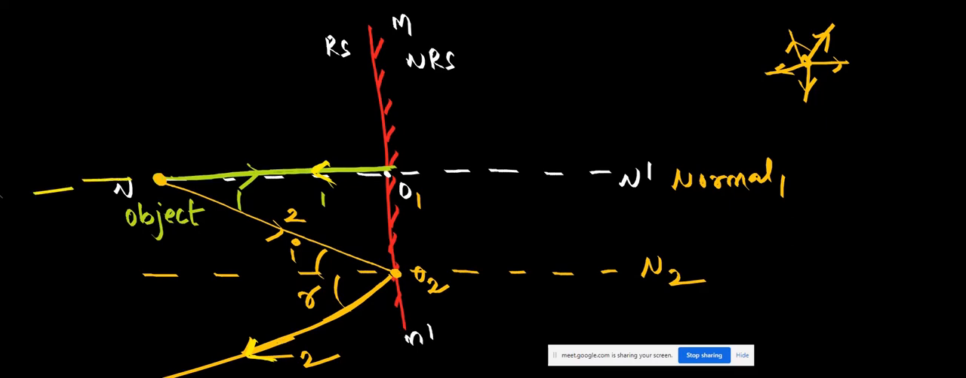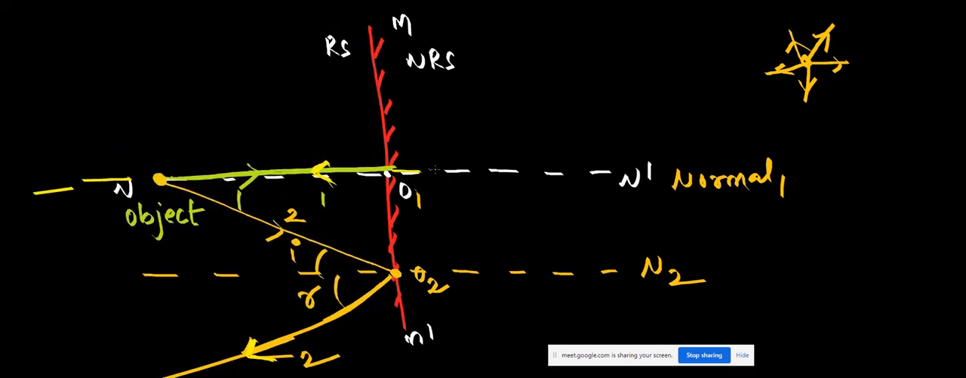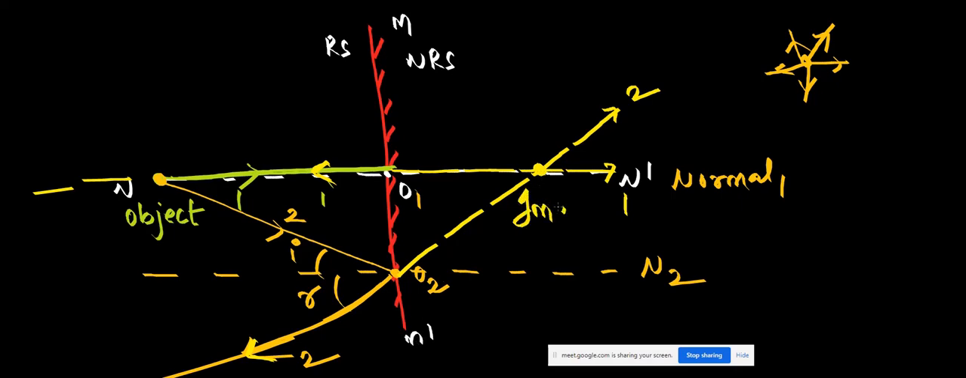If you extend them in the forward direction, they are not meeting. So extend them in the backward direction. This is the second ray extended, this is the first ray extended. Where are they meeting? They are meeting at this point. So this is the point of image. Got this point? Any doubt in this construction?